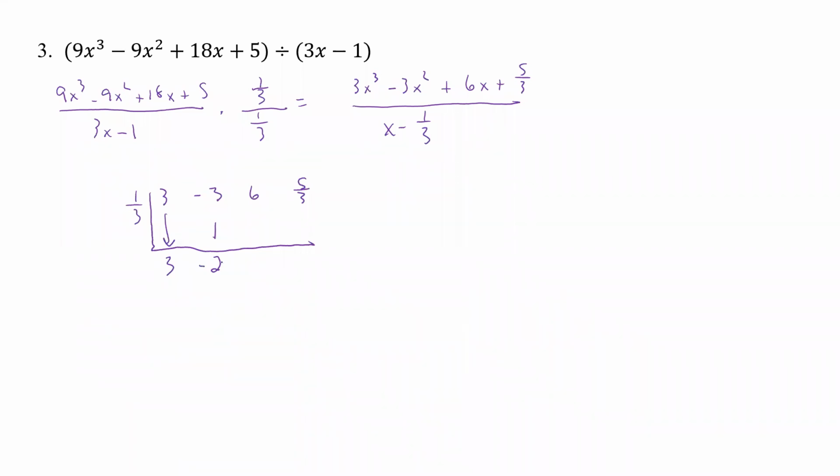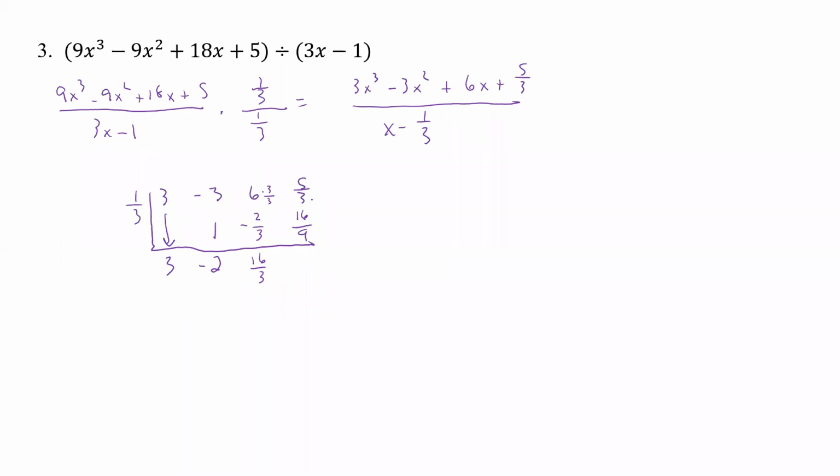Now 1/3 times that's going to give us a negative 2/3. Well, we can't just add those. We have to get a common denominator, so we have to multiply this by 3 over 3. So that's going to be 18 minus 2, so that's going to give us 16 over 3. Now we multiply 1/3 times that, so that's going to give us 16 over 9.